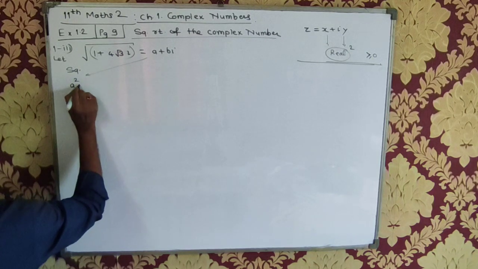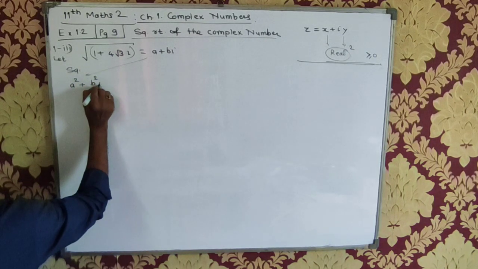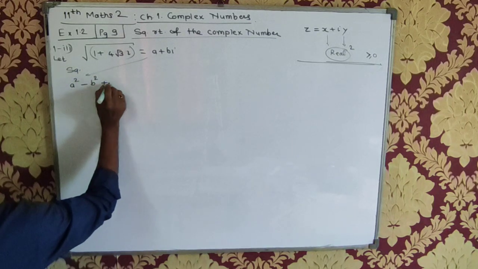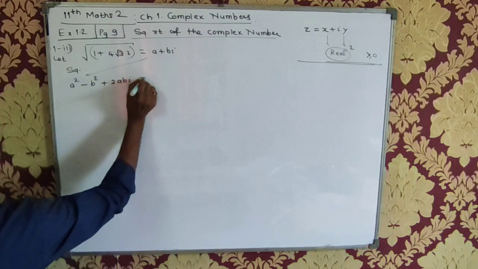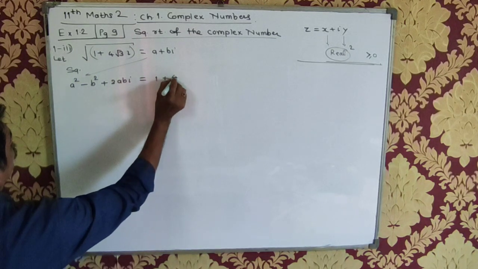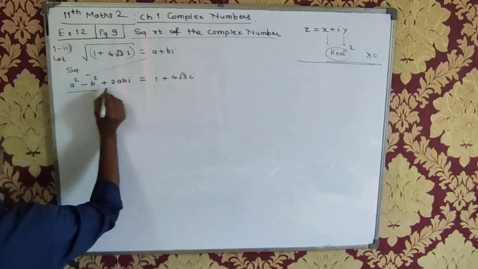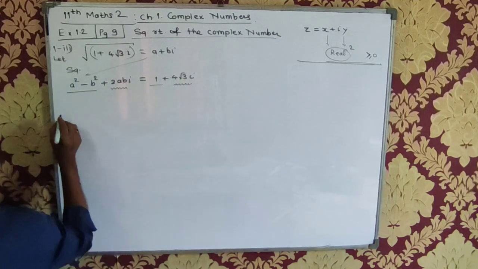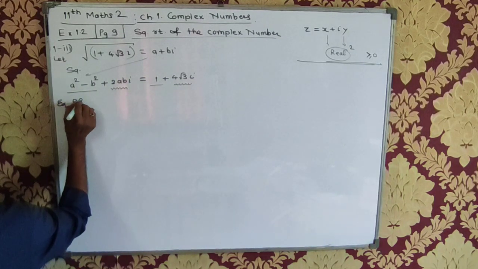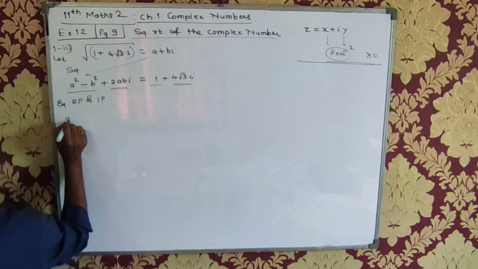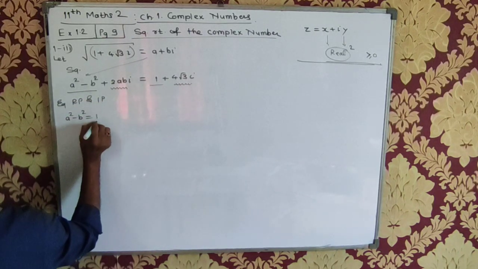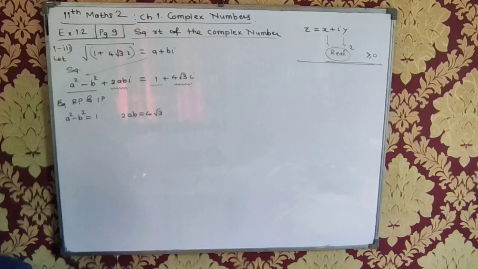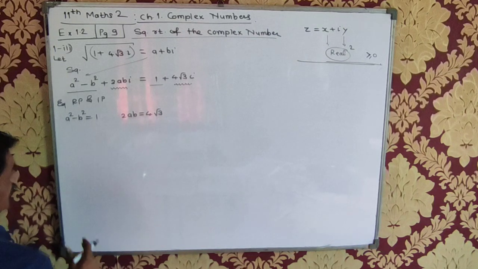I will write this first. a square plus b square i square, minus b square plus 2abi is equal to 1 plus 4 root 3i. Equate the real part and the imaginary part. Equating real part and imaginary part: a square minus b square is equal to 1 and 2ab is equal to 4 root 3. These are again two equations.